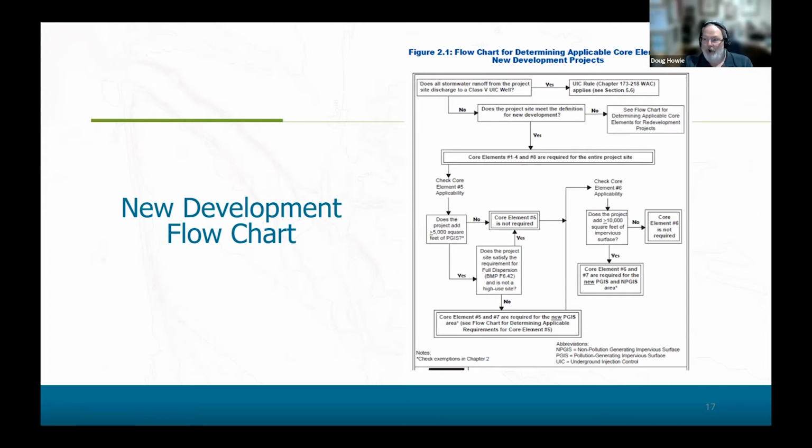Or if we answer no to that question, now we are following the core element process. And all the information in chapter 5.6 is no longer available to you. It's moot. It's non-existent as far as you're concerned once you answer no to this question. Okay, so now, does the project meet the definition of new development?